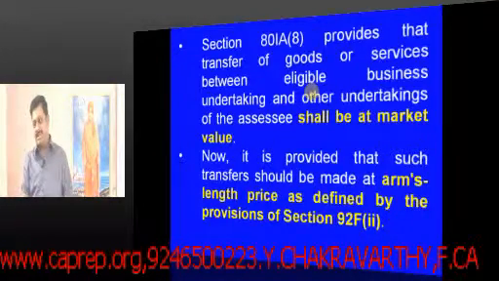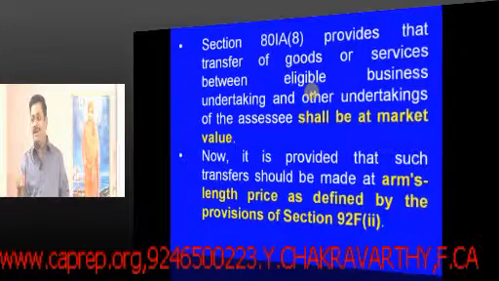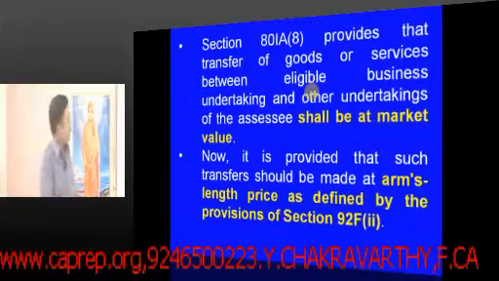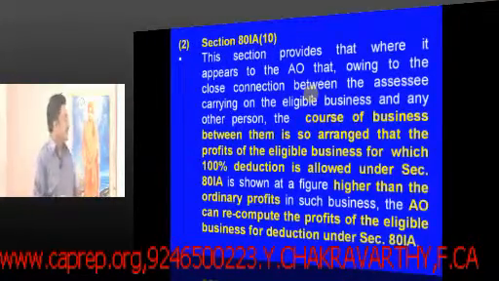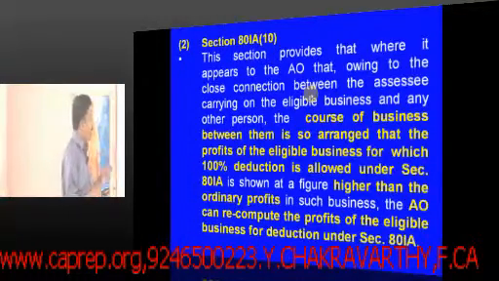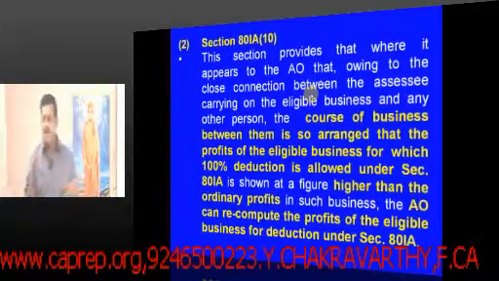Arm's length price. On whose direction? Supreme Court direction. This amendment is being brought. Then friends, 80IA(10), a similar provision. This section provides that where it appears to the assessing officer that owing to the close connection between the SSE carrying on eligible business and any other person.